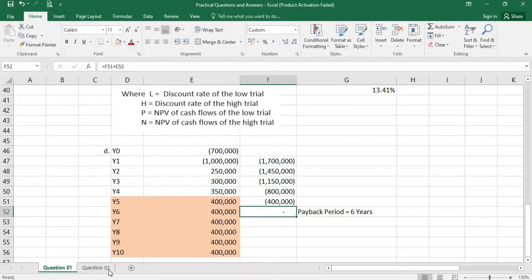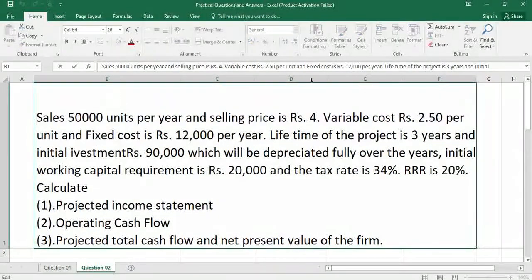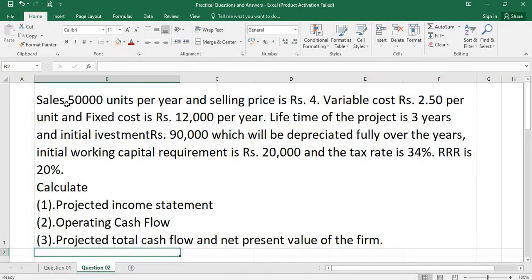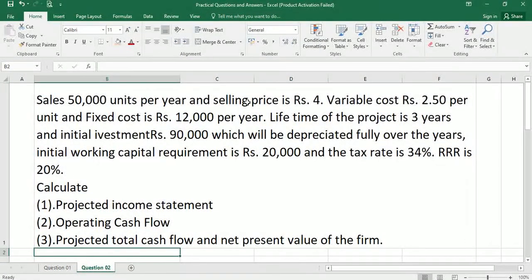Okay, let's move to question number two. Sales are 50,000 units per year, and the selling price is 4. Variable cost is 2 rupees and 50 cents per unit, and fixed cost is 12,000 rupees per year. Lifetime of the project is 3 years, and initial investment is 900,000 rupees, which will be depreciated fully over the years. Initial working capital requirement is 20,000, and the tax rate is 34%. Required rate of return is 20%.